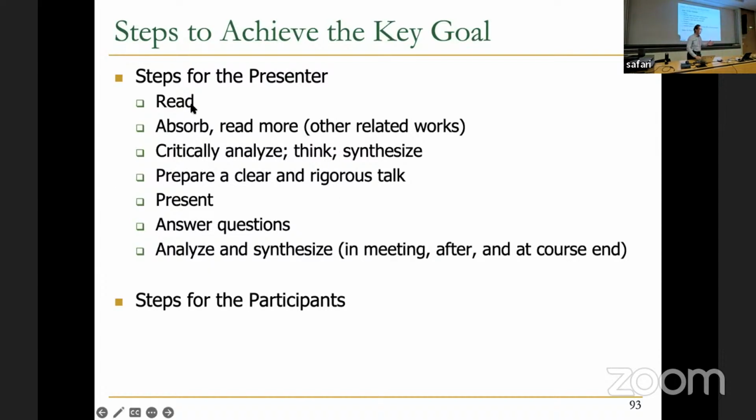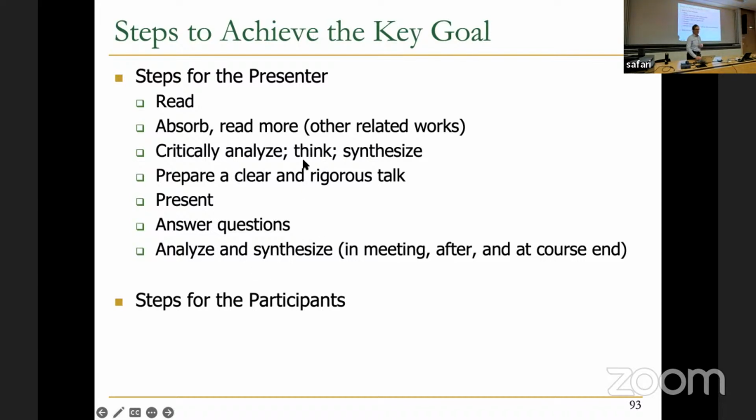Clearly, you need to read the paper. Hopefully, read it in detail. You'll need to absorb it. You may need to read more other related works or get your background to a level where you can understand the paper. You'll need to critically analyze it, think, and synthesize based on what you've seen so far, right? And prepare a clear and rigorous talk, and then present. And then you answer questions during and after the presentation, and maybe online as well. And then you analyze and synthesize in meetings after and at the end of the course, basically. This is more a synthesis report, for example. So there's a lot to do, but hopefully you'll learn a lot during the process.